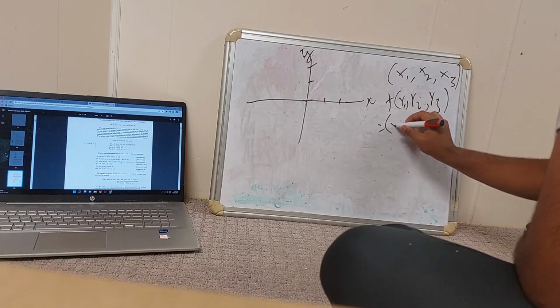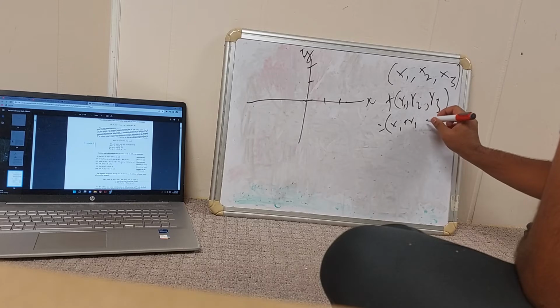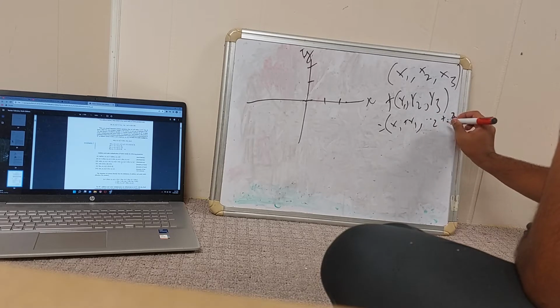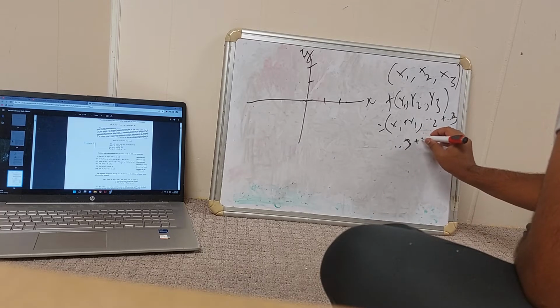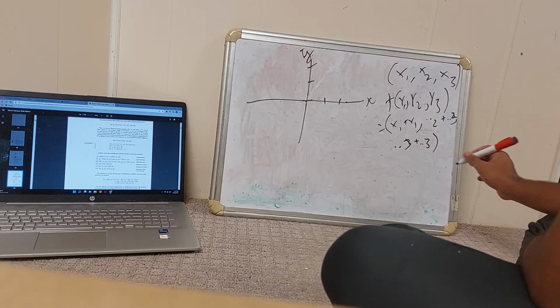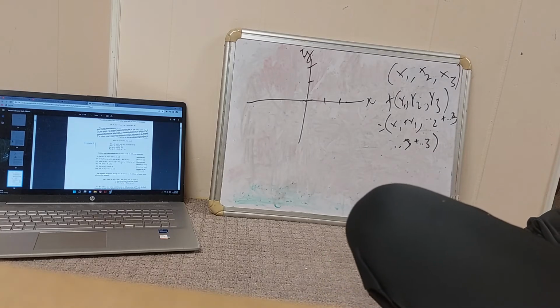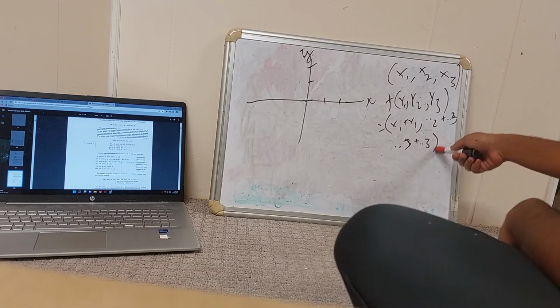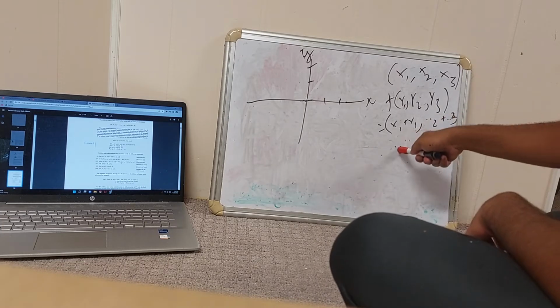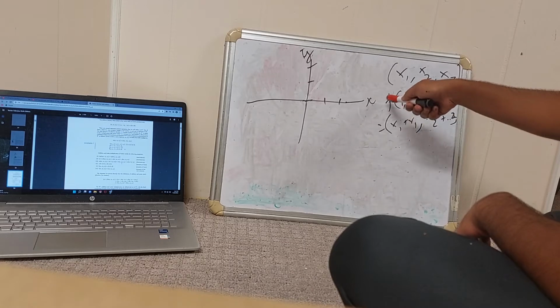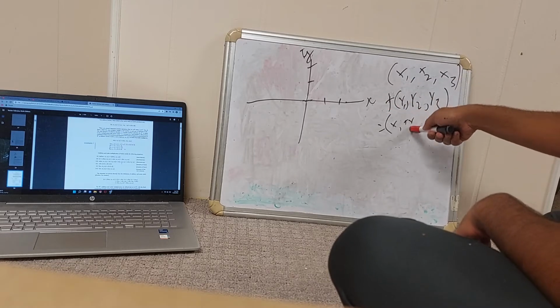So this is equal to x1 plus y1, x2 plus y2, x3 plus y3. I'm using dots because I'm lazy, but you know what I'm trying to say. Now that's trivial. If y is minus, then you could just put a minus here and it'll work.